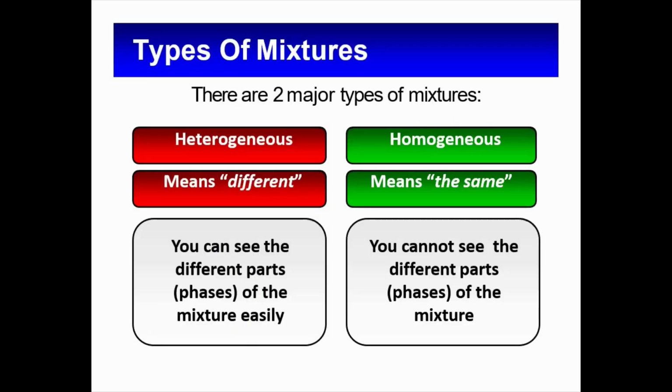Types of mixture. There are two major types of mixture. The first one we call heterogeneous, and the second one is homogeneous. Heterogeneous means two different things, and homogeneous means the same. So what's the difference between heterogeneous and homogeneous mixtures? In a heterogeneous mixture, you can see the different parts or phases of the mixture easily. So by your eye, you can differentiate between the components of this mixture. While in a homogeneous mixture, you cannot see the different parts or components of it.